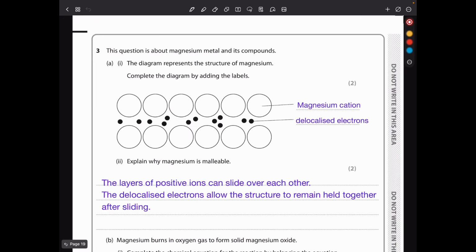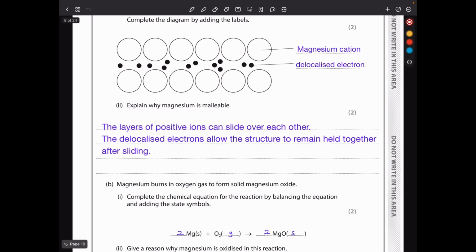In question 3, this question is about magnesium metal and its compounds. The diagram represents the structure of magnesium. Complete the diagram by adding the labels. So we see the magnesium cations and then the delocalized electrons. So magnesium cation, or you could just say cation, and then the delocalized electron. So this should be electron, not electrons.